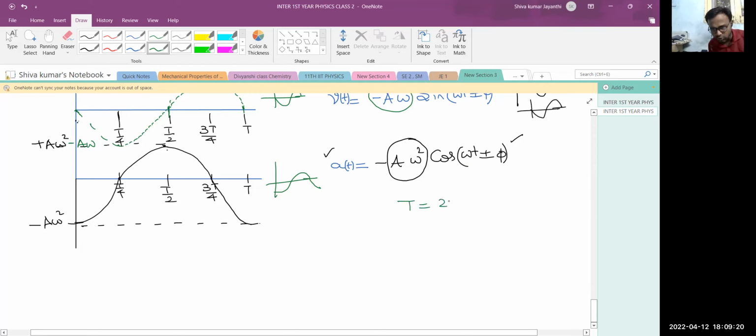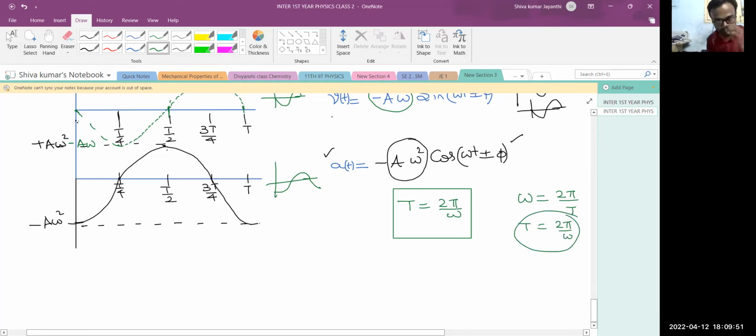Time period, capital T, means 2 pi by omega. How did this 2 pi by omega come? Let me explain that. Omega by definition is what? Total angle by total time. So what will this be in reverse? T is equal to 2 pi by omega. Understood that?